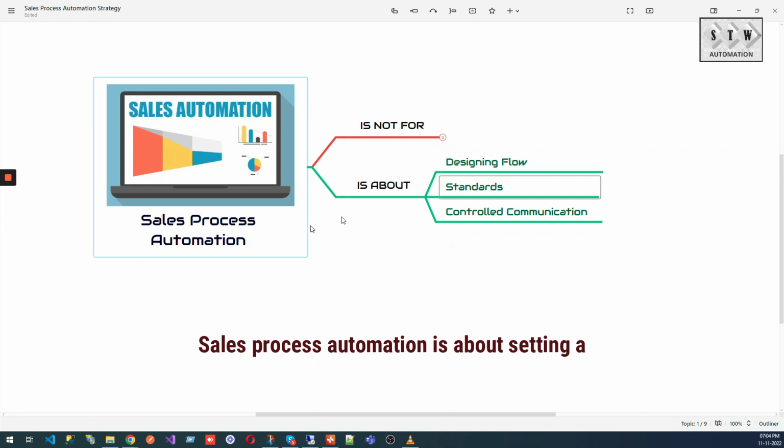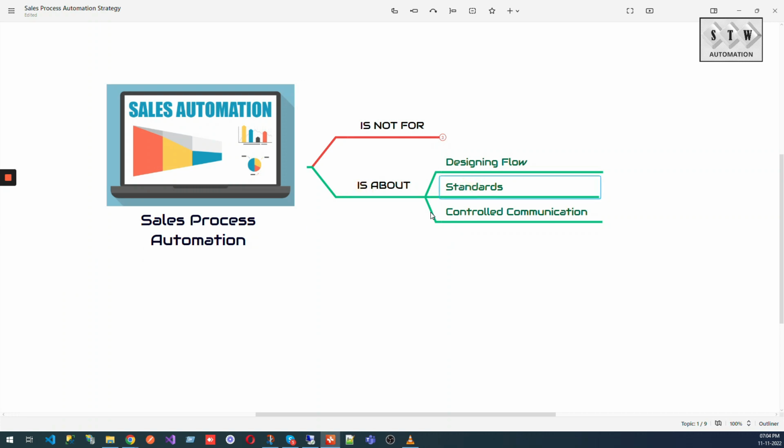Sales process automation is about setting a standards, because you have to set some conditions in your business that when you are going to sell your product and services to whom. Sometimes customer will be in need, but they don't have purchasing power. So they are not your ideal customer. Sometimes they will have purchasing power, but they don't have need. They are also not your ideal customer.